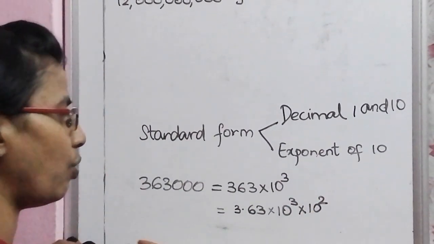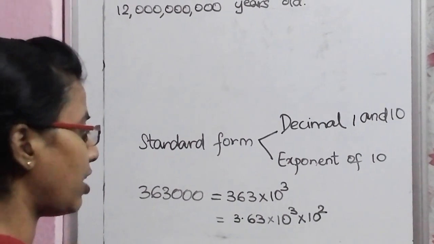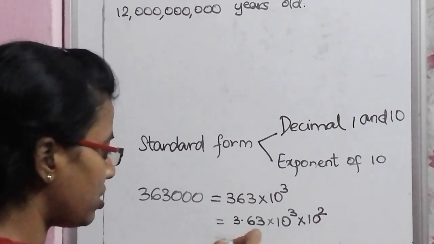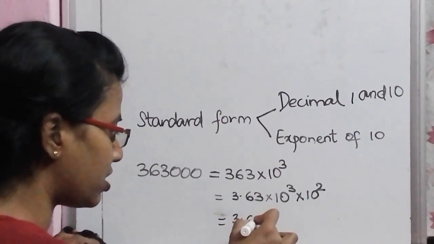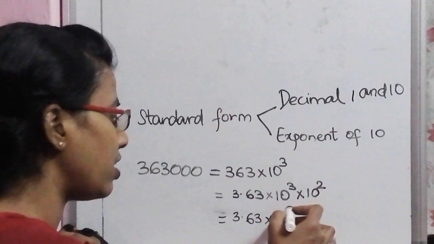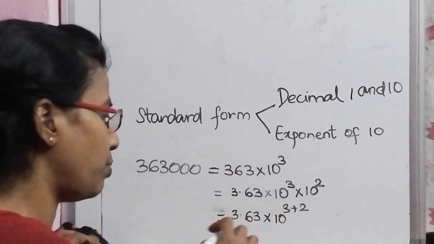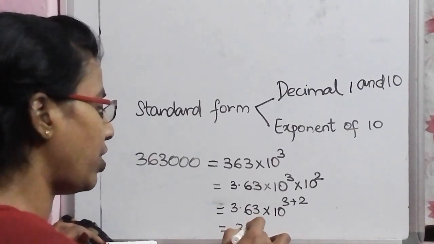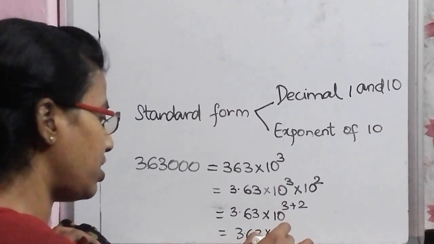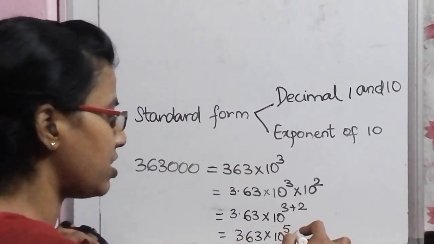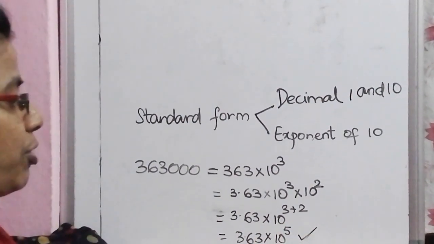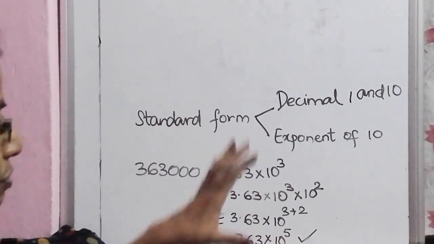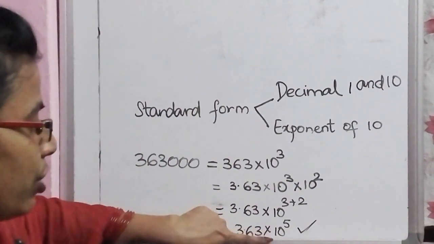to the power 2. So this is nothing but a to the power m into a to the power n. So this is equal to 3.63 into 10 to the power 3 plus 2. 3 plus 2 is nothing but 5. So 3.63 into 10 to the power 5. This is the standard form. Standard form you can also call the scientific notation. If you want to write anything, you are going to use this.